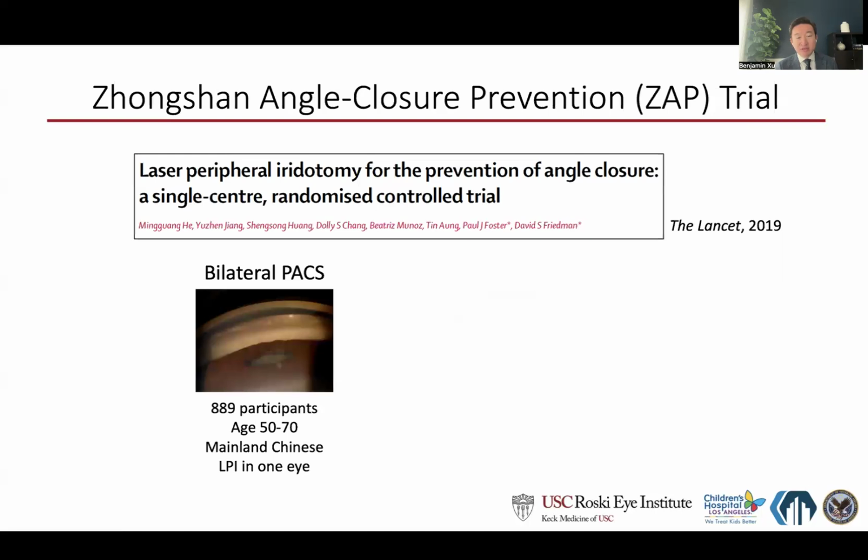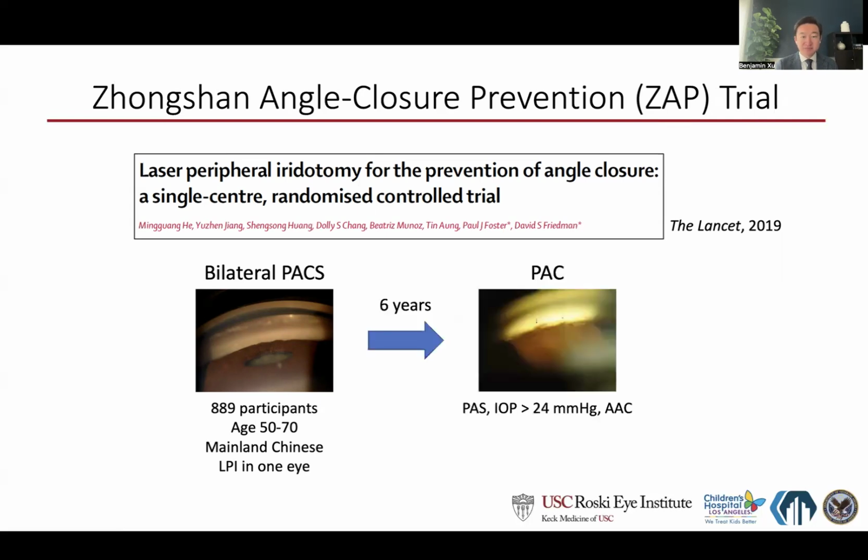The ZAP trial recruited 889 participants who were bilateral primary angle closure suspects. All were between ages 50 to 70 and mainland Chinese. These participants were randomized to LPI in one eye and monitoring of the other eye. Participants were followed for 6 years, and the study endpoint was progression to primary angle closure, which was defined as the presence of peripheral anterior synechia, elevated intraocular pressure over 24 millimeters of mercury, or an acute angle closure attack.